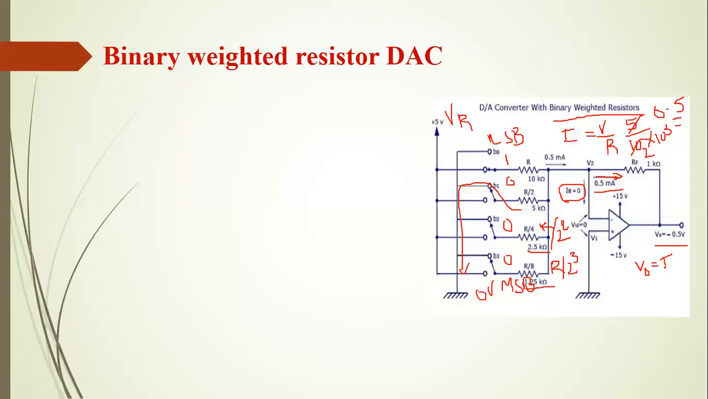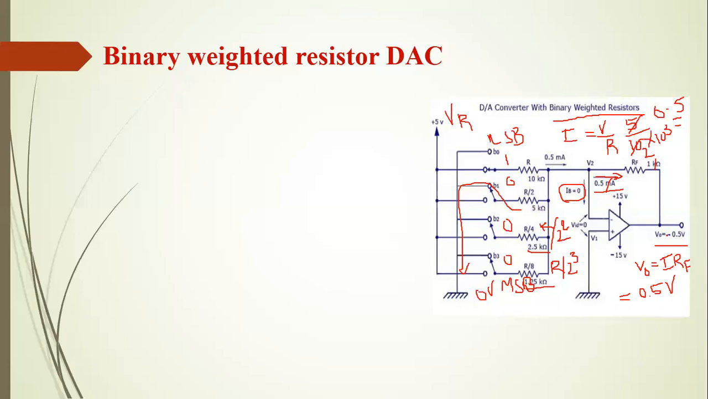So the output voltage is represented as V0 is equal to I into RF, where I is the circuit current and RF is the feedback resistance. So we have I equal to 0.5 milliamps and RF equal to 1 kilo ohm. If you multiply both, you will have 0.5 volts. Here milli as well as kilo get cancelled and you will have 0.5 volts.